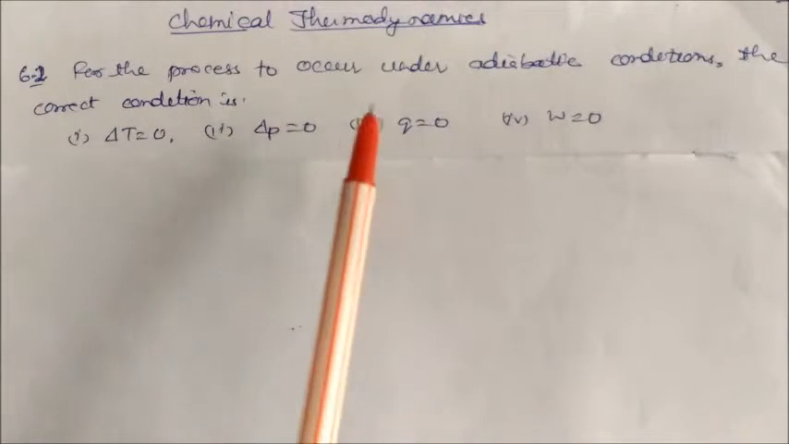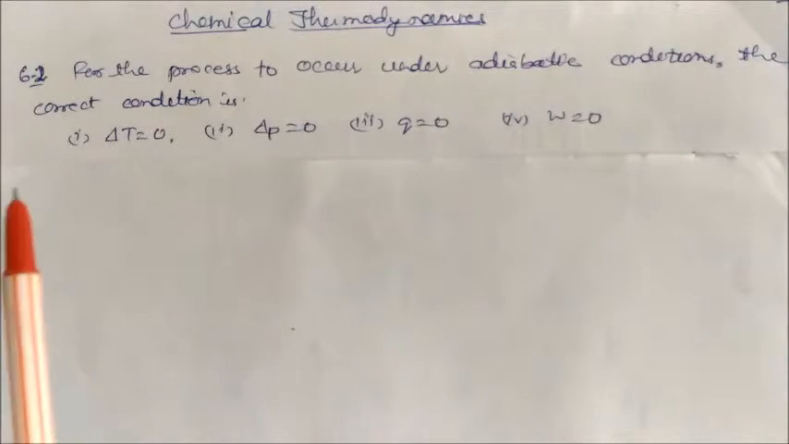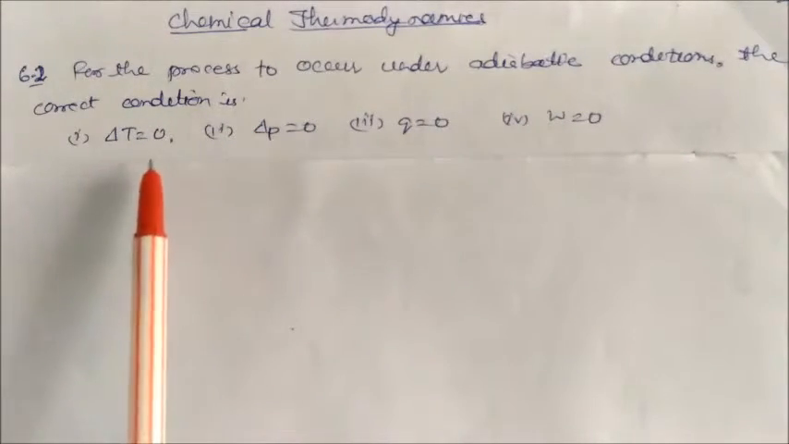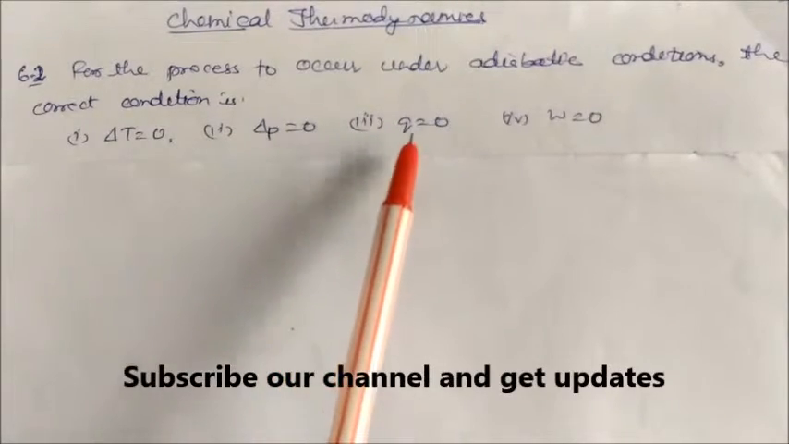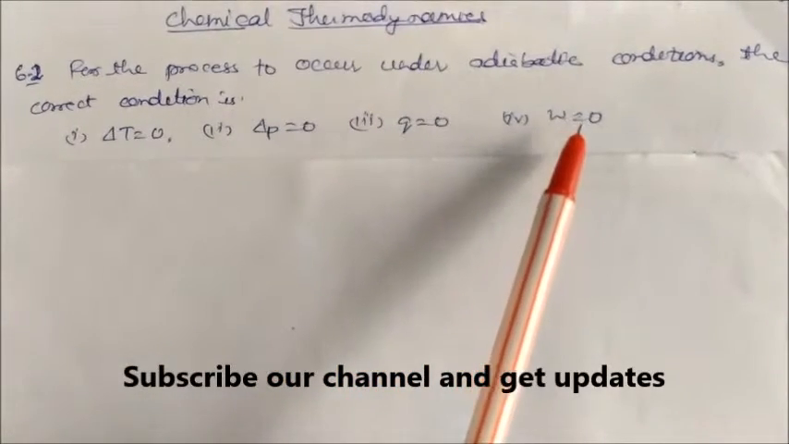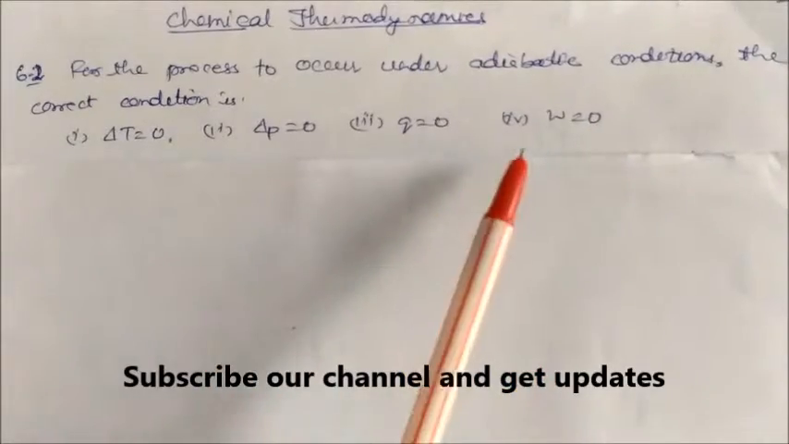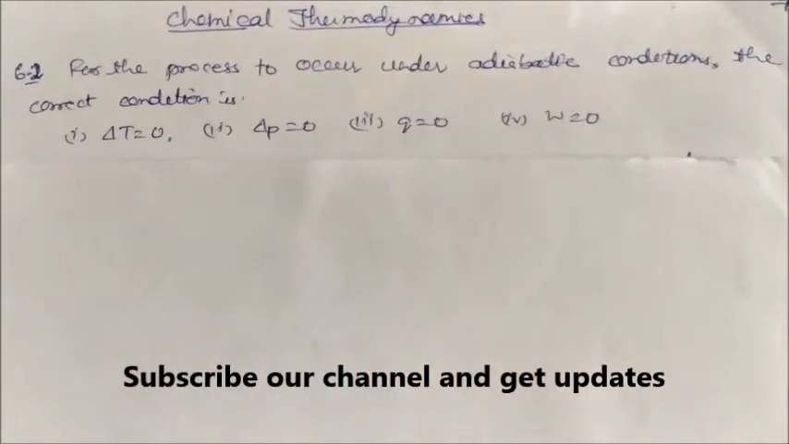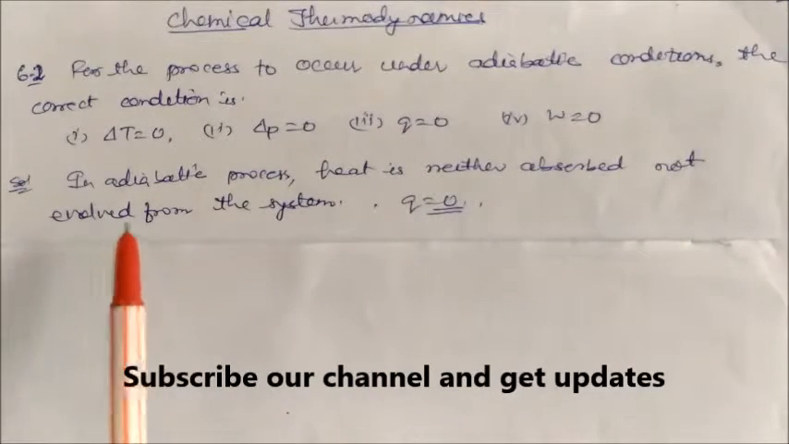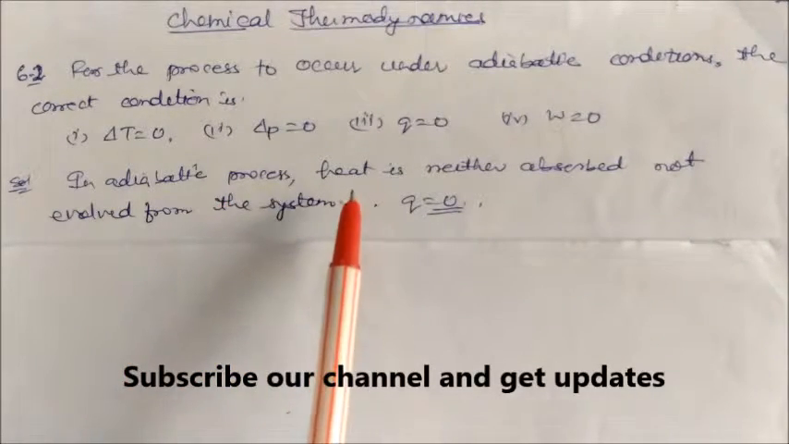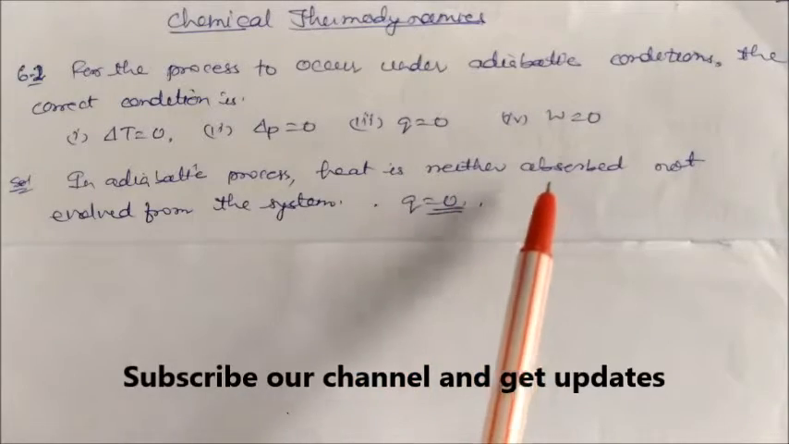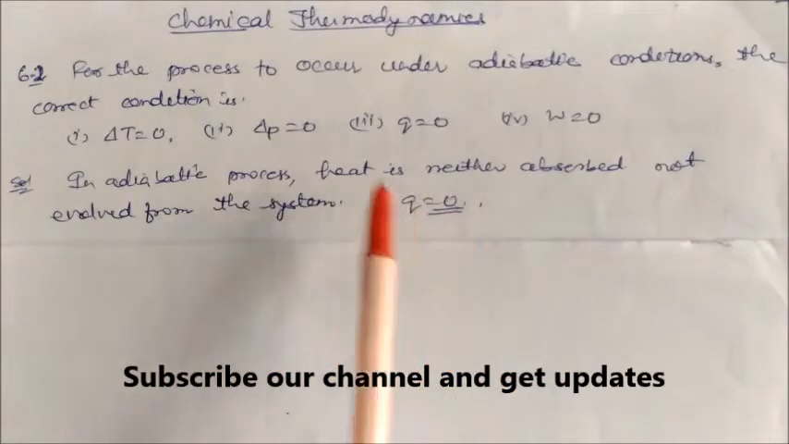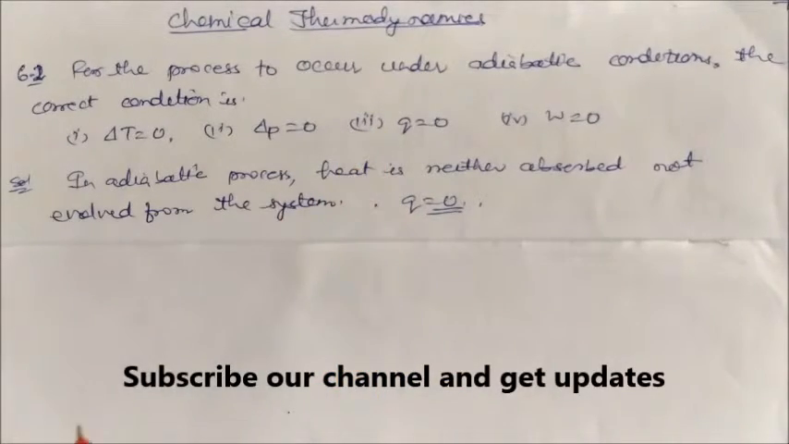For the process to occur under adiabatic conditions, the correct condition is, we have four options: delta T is equal to 0, delta P is equal to 0, Q is equal to 0, and W is equal to 0. So we have adiabatic conditions. So let us see the process. In adiabatic conditions, heat is neither absorbed nor evolved from the system, means Q is equal to 0. So our answer C is correct.